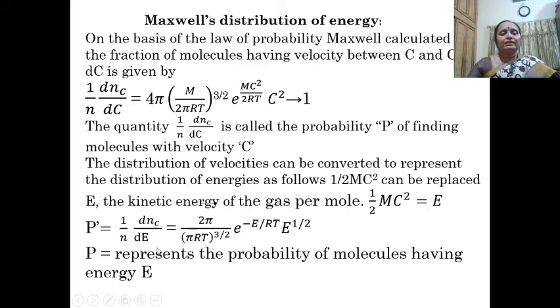Next, coming to Maxwell distribution of energy. On the basis of the law of probability, we know the fraction of molecules having velocity between c and c plus dc is given by 1 by N dNc by dc is equal to 4 pi (m by 2 pi RT) to the power of 3 by 2 e to the power of minus mc square by 2RT c square. This term is called the probability of finding the molecule with velocity c.